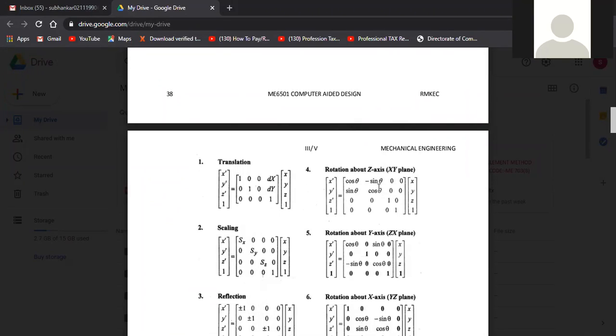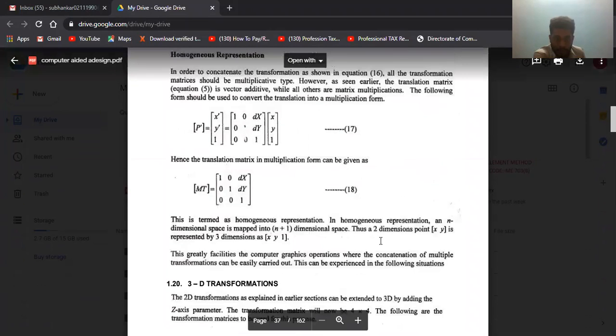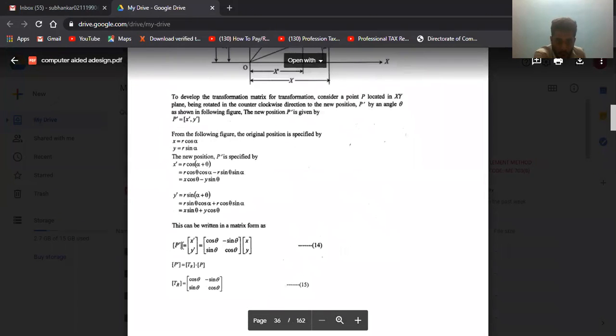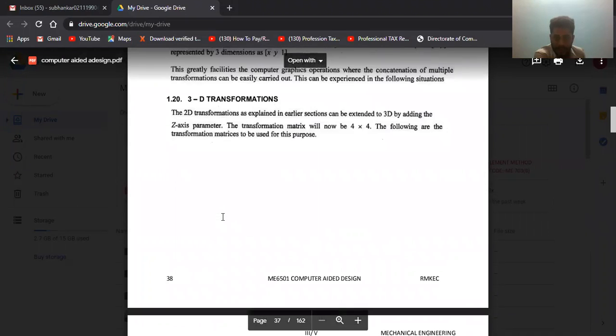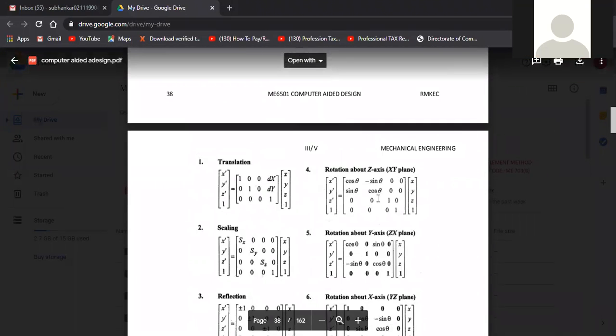That is the xy plane. You will use the same concept and you will derive the rotation matrix along the z axis. I'm just writing here. Okay, okay. Yes, sir.